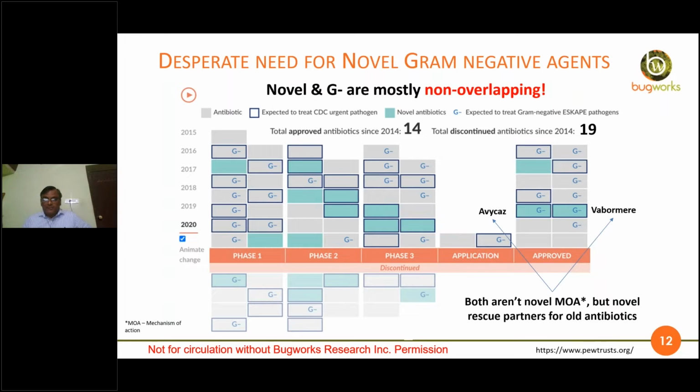Such is the very grim situation as far as antimicrobial drugs are concerned to address the emerging threat of antimicrobial resistance. So in order to develop a novel antibiotic which can address the high unmet medical need, one needs a proper understanding of a drug candidate profile. So next slide.